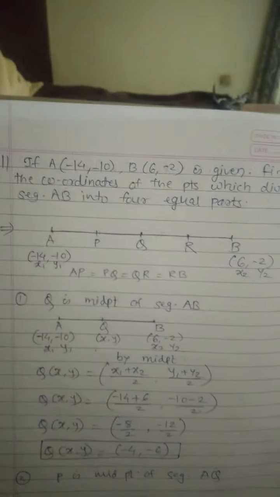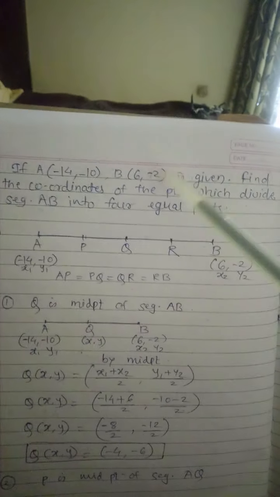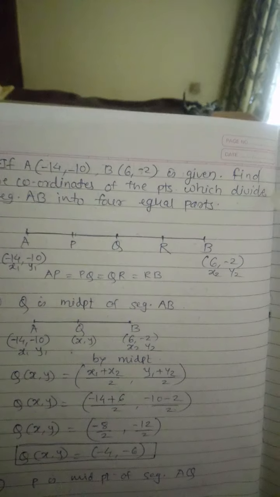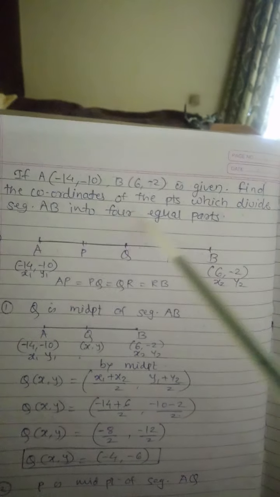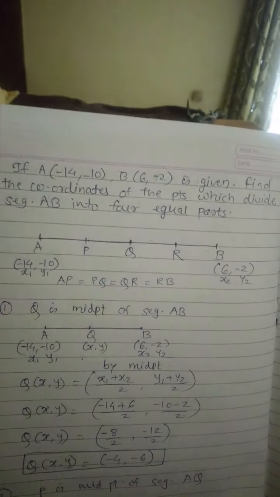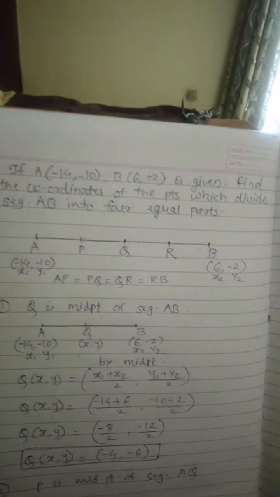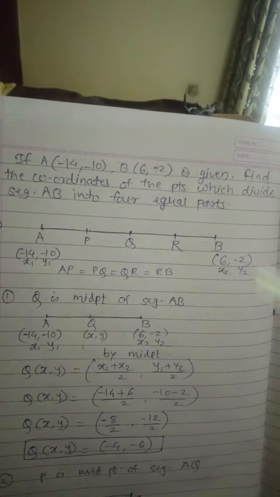Now the question number 11. If A is (-14, -10) and B is (6, -2), then find the coordinates of the points which divide the segment AB into 4 equal parts. In the previous example we saw that the segment is divided into 3 equal parts, that is, it is trisected. Now in this example, this AB is divided into 4 equal parts.